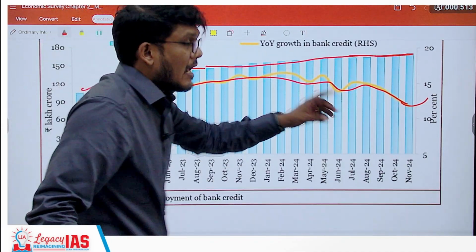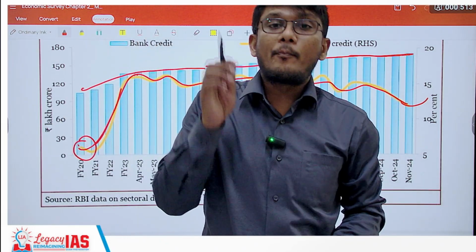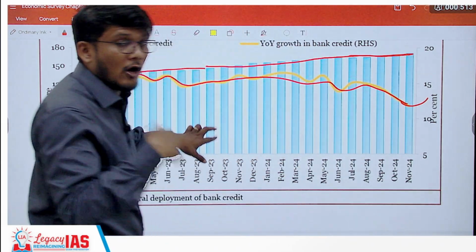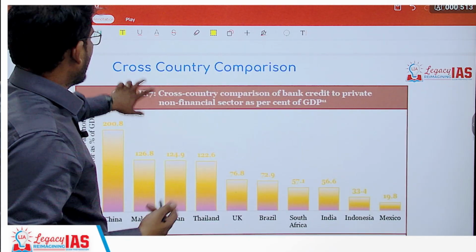How can we do that? Again, remember, relate it with the policy rates. If the policy rate goes down, more people would want that money.